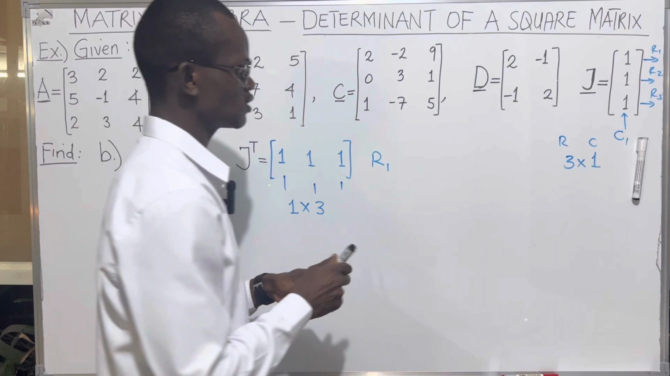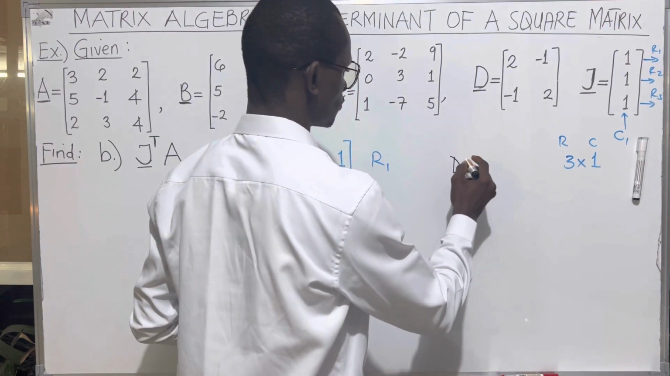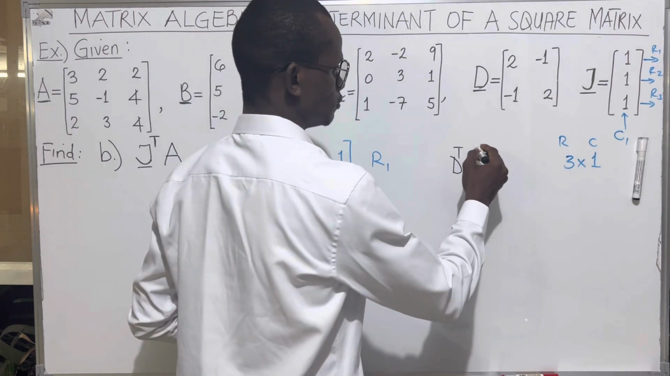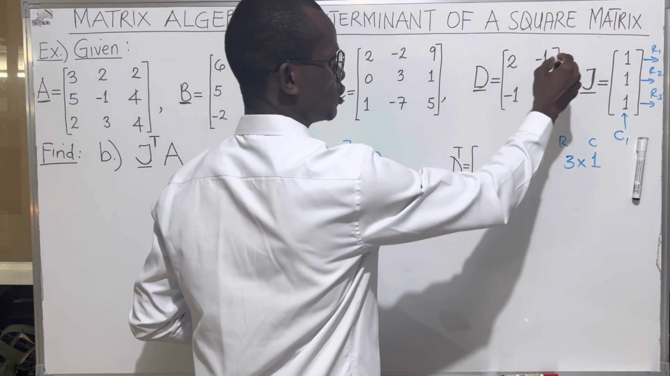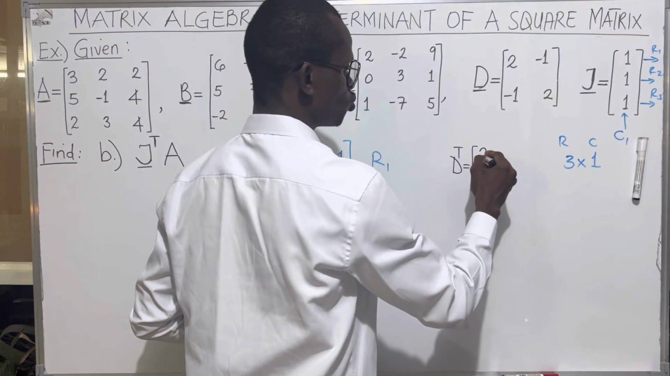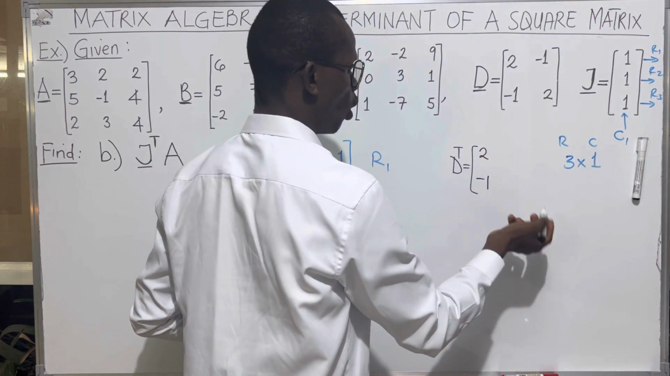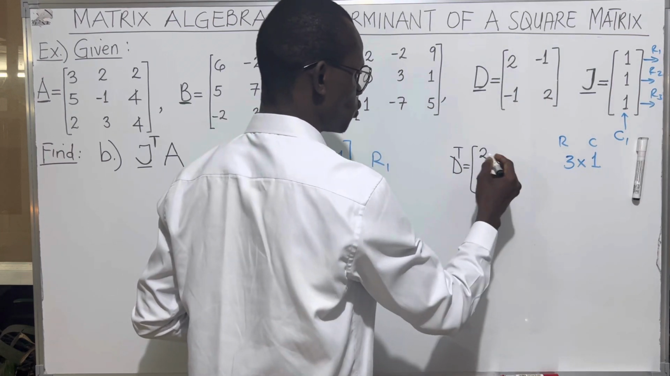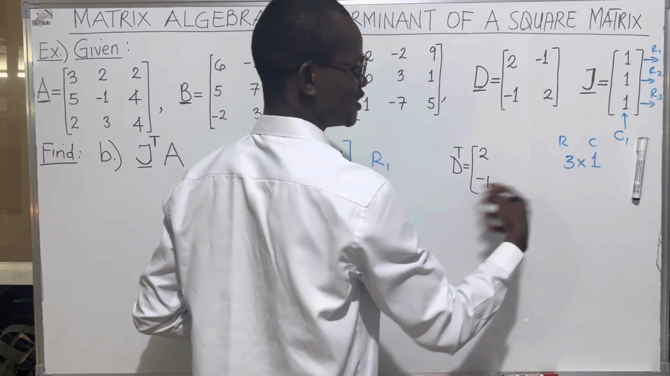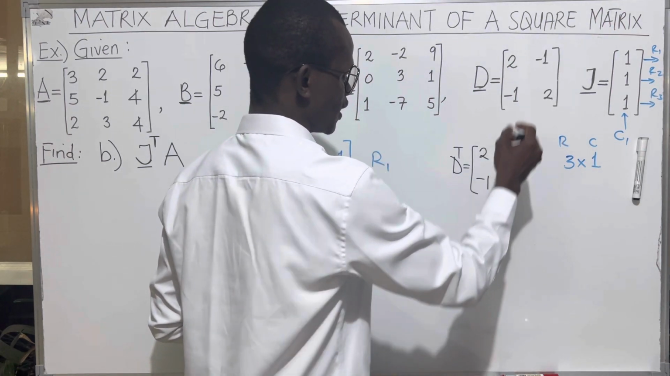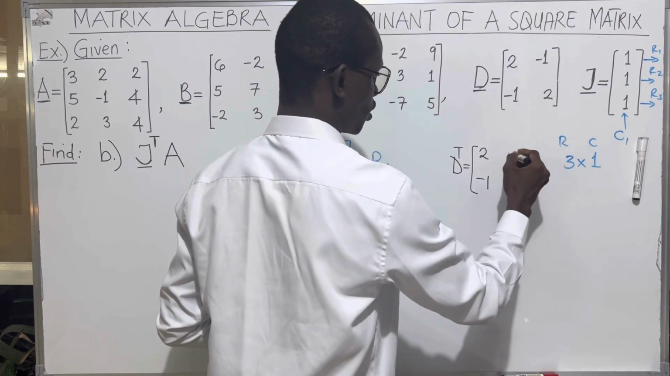For example, if you're asked to transpose D, the transpose would just be this row 2, minus 1, I change it to column 2, minus 1, or even this column 2, minus 1, I can change it to row 2 and minus 1. It's still the same. I change this row to a column, and I change this row down here as well to a column.